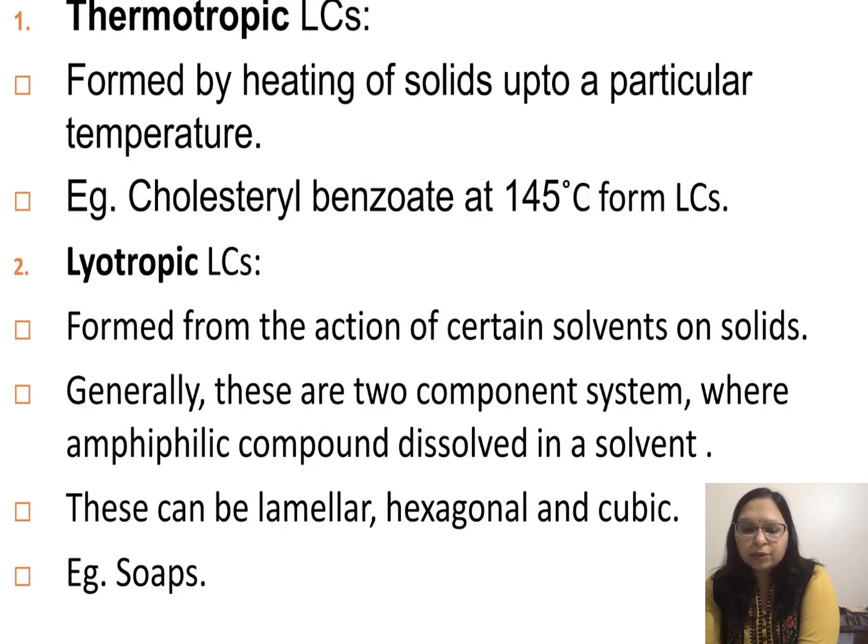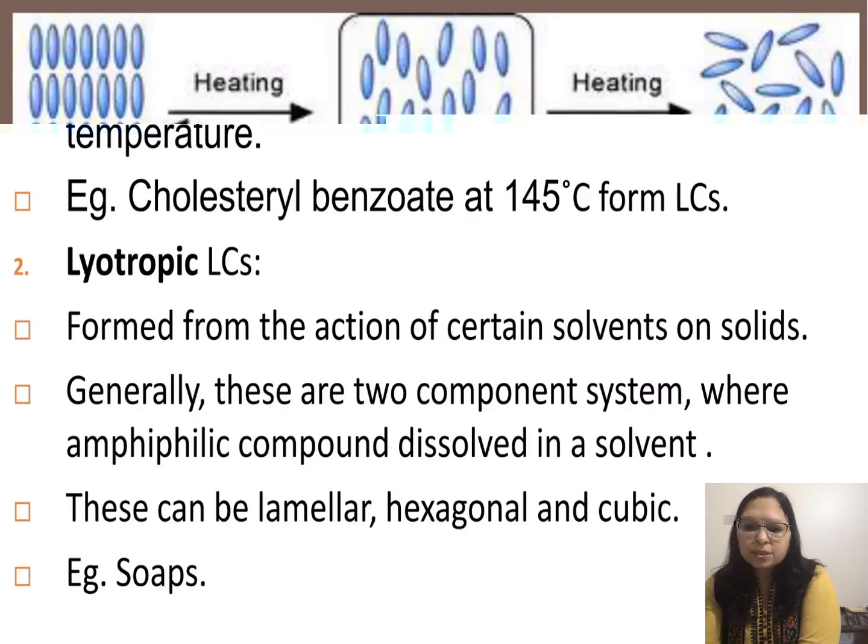Now, thermotropic liquid crystals are formed by heating of solids to a particular temperature. Like I gave the example of cholesterol benzoate. So it is an example of thermotropic liquid crystals. On the other hand, lyotropic liquid crystals are formed by the action of certain solvents on the solids. Generally, these are two-component systems where an amphiphilic compound is dissolved in a solvent. They can be lamellar in shape, they can be hexagonal or cubic. For example, soaps. All the soaps are basically lyotropic liquid crystals.